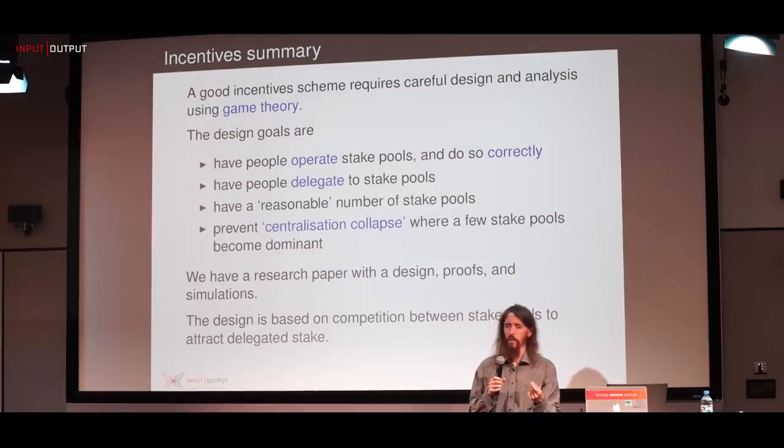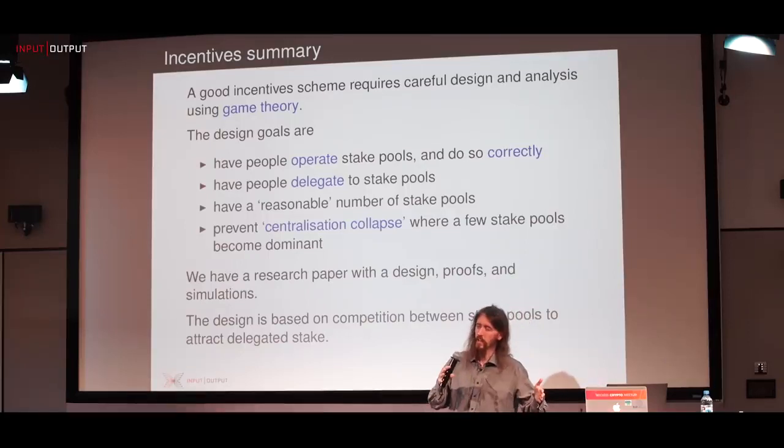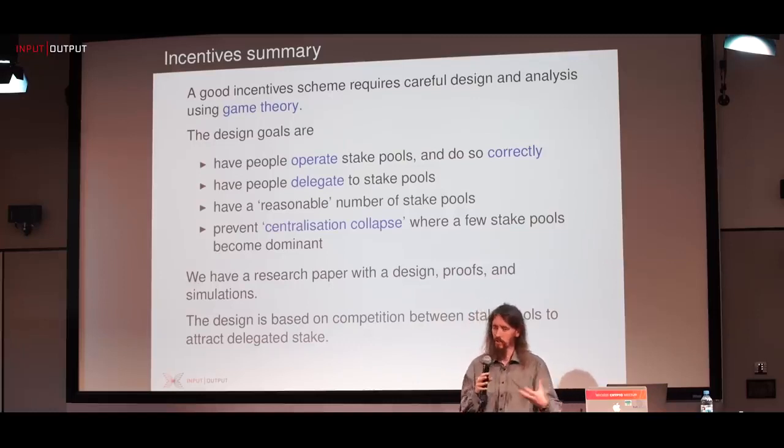So you don't want a centralization collapse where everybody joins the same stake pool and you end up with only 5, like in Bitcoin, or worse, only 1. That would be a disaster. So the design of the incentive mechanism tries to make sure that the number of stake pools does not collapse, that there is not an incentive for stake pools to merge. There should be an incentive for them to merge sometimes, but not merging so much that the number of stake pools collapses.